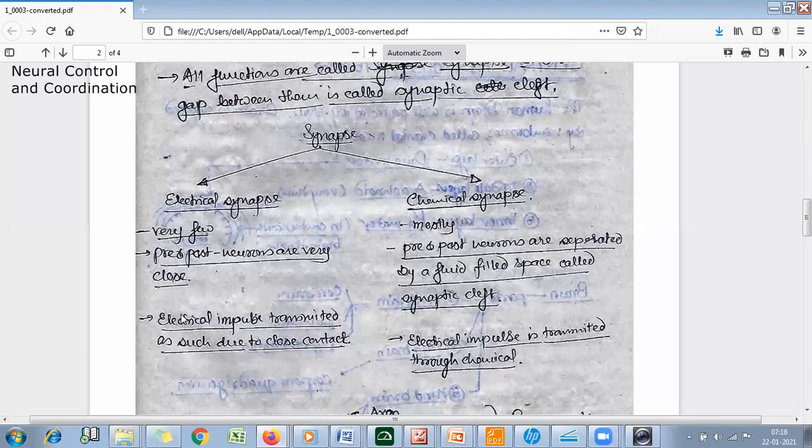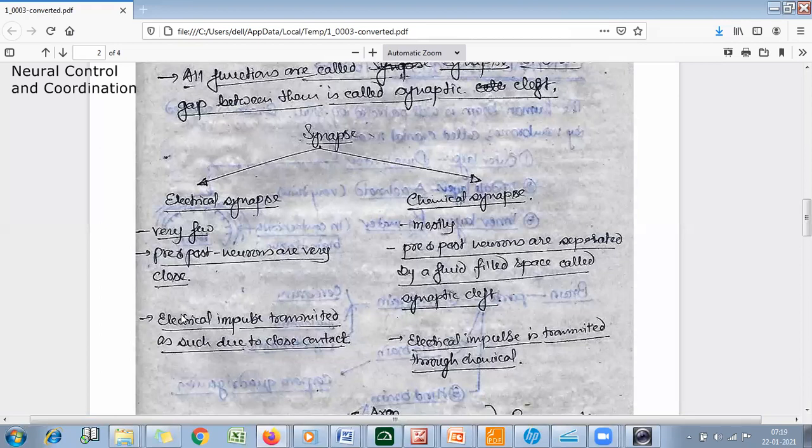But the second situation, or second junction, is the chemical synapse. Most of the synapses present in the body are chemical synapses, and these are maximum in number; mostly these kinds of synapses are there in our body.